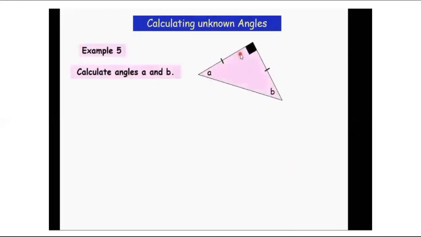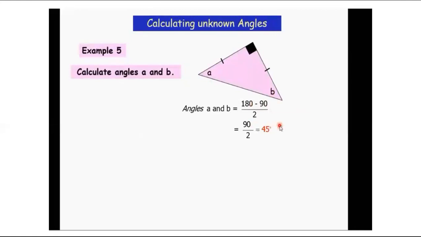Let's take this example. This is a right angle triangle because there is a 90-degree angle and we have to calculate angles A and B. Since we know that it's an isosceles triangle, two sides are equal, so angle A and angle B must be equal. As this is also a right angle triangle, we can subtract 90 from 180 to get 90, and that 90 can be distributed between angle A and angle B, which is 45 and 45.